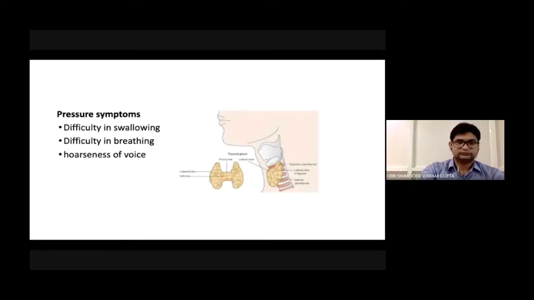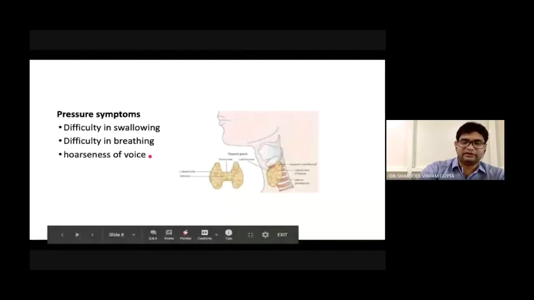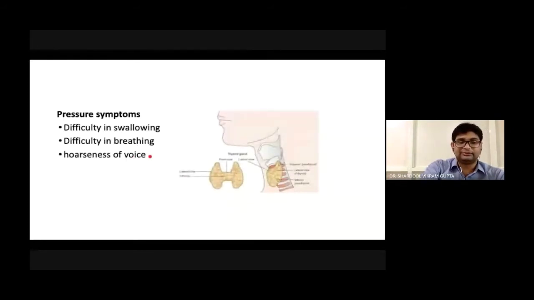And pressure symptoms as a complication of our principal diagnosis. If it compresses on the trachea, then there is difficulty in breathing. If it compresses on the esophagus, then difficulty in swallowing. If it compresses on the recurrent laryngeal nerve, then hoarseness of the voice. So you must rule out these histories, whether the patient is having these symptoms or not.